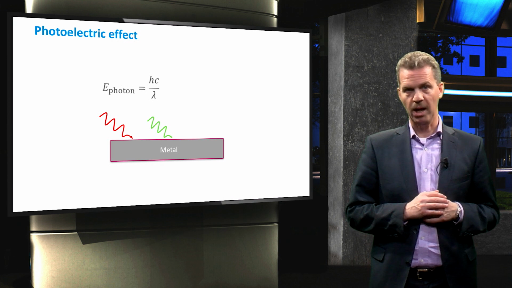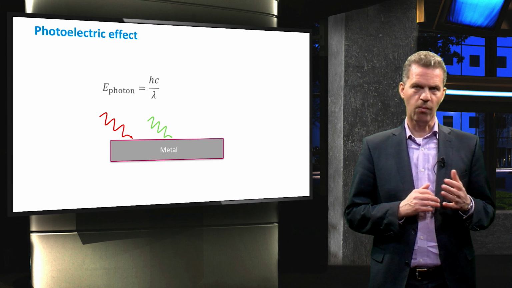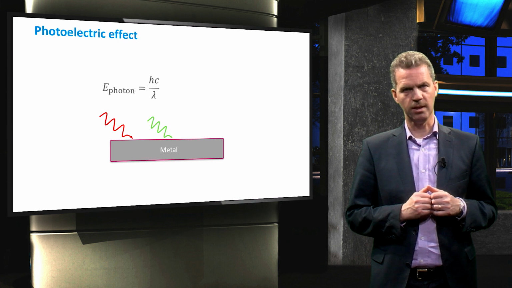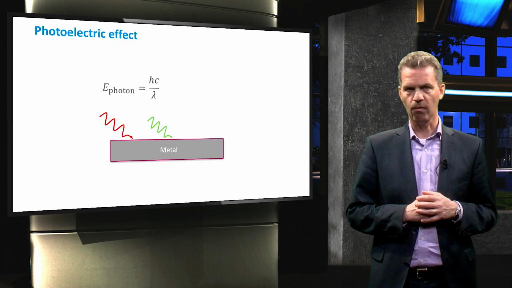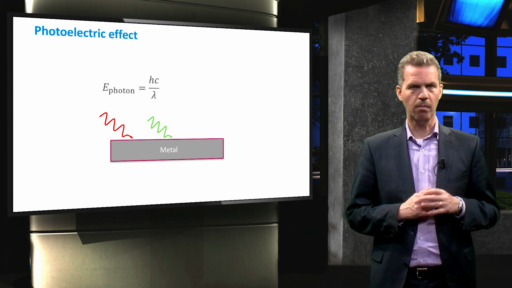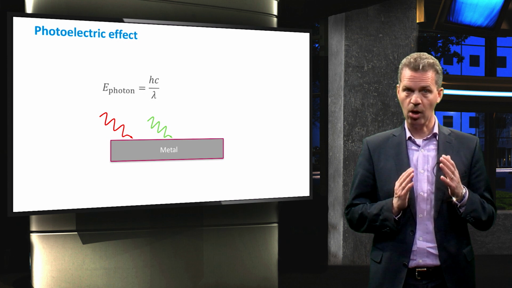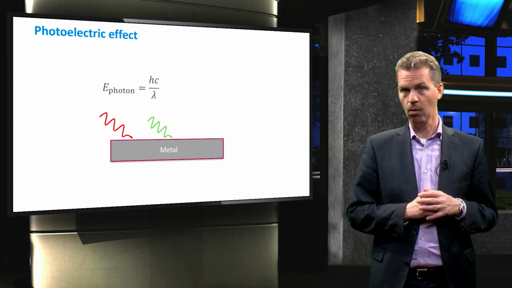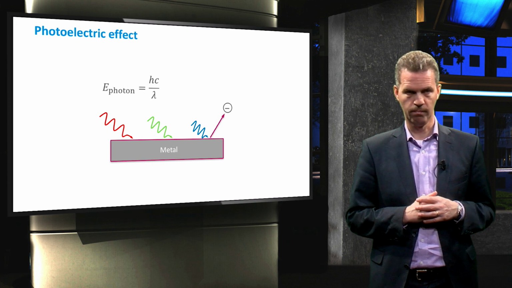This effect is based on the interaction of light with matter, in this case the metal. As you know, light has wave-like and particle-like properties. The particle-like properties are described by packets of energy called photons, and the energy carried by a photon is inversely proportional to the wavelength of the light. It was discovered that only short wavelength light, which carries a high energy, can release electrons from the metal.